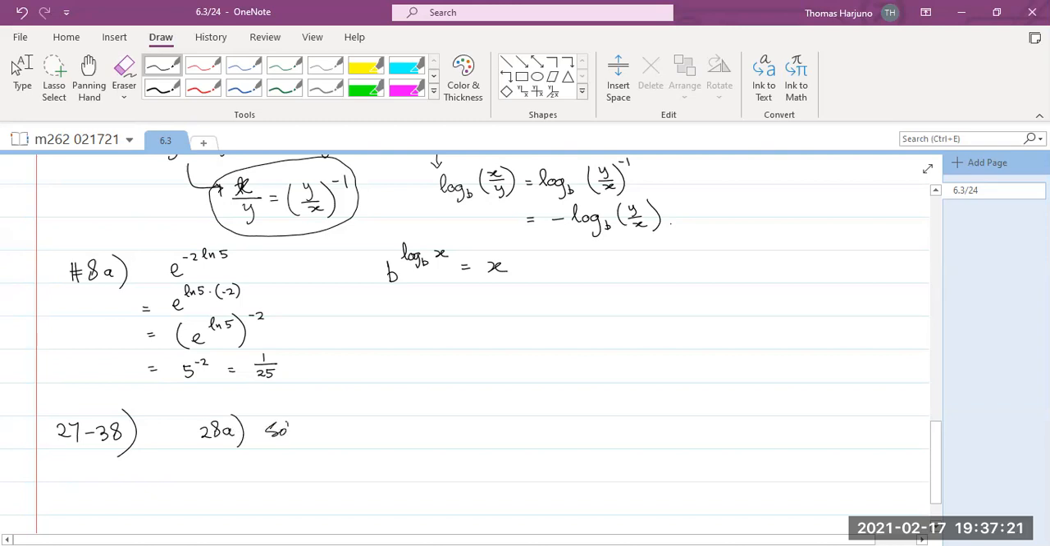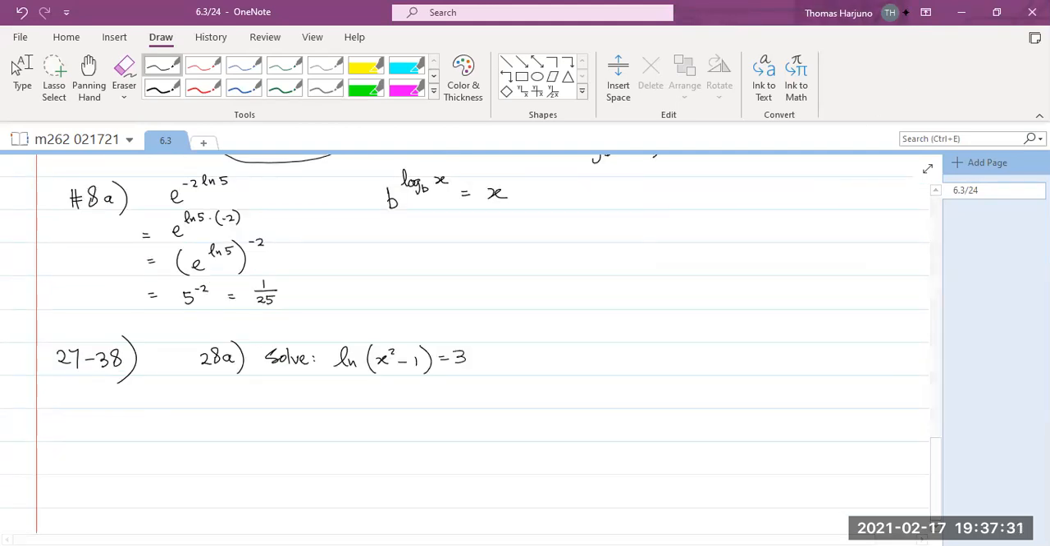Solve natural log of x squared minus 1 equals 3. If you have natural log on one side and constant on the other side, then you change that into exponential form. So x squared minus 1 equals e cubed. That's the exponential form. X squared equals 1 plus e cubed. So x equals plus minus square root of 1 plus e cubed.